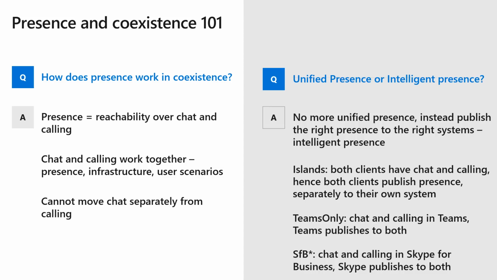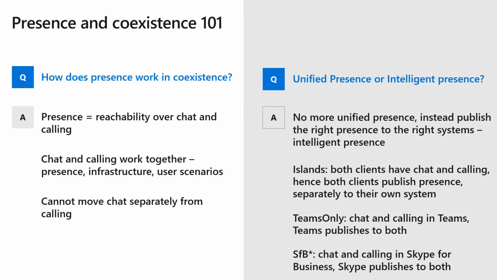So for example, with Islands, both of our clients have the capability of doing chat and calling. As a result, both clients should publish presence separately to their own system. So Teams will publish its presence into Teams. Skype for Business will publish its presence into Skype for Business when we are in Islands. If a user is upgraded into Teams only mode, in that particular mode, chat and calling will reside only in Teams. As such, Teams should be intelligent enough to publish presence and own presence to both systems. So the Teams client will publish presence to Teams as well as Skype for Business watchers.